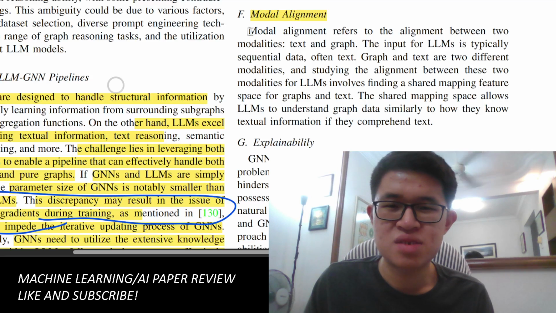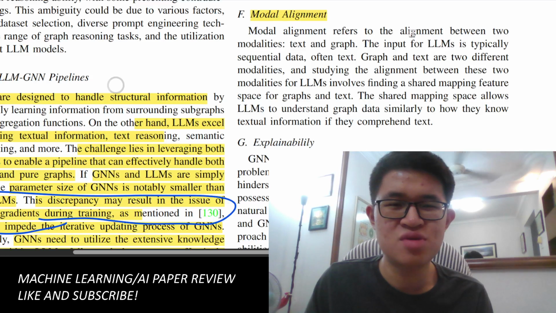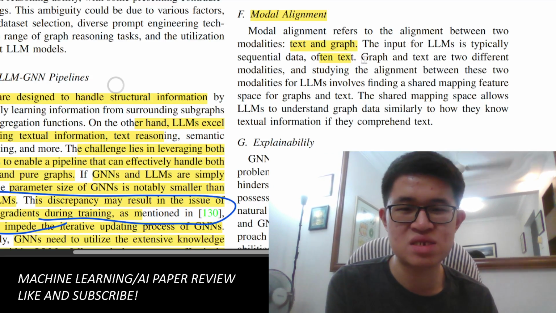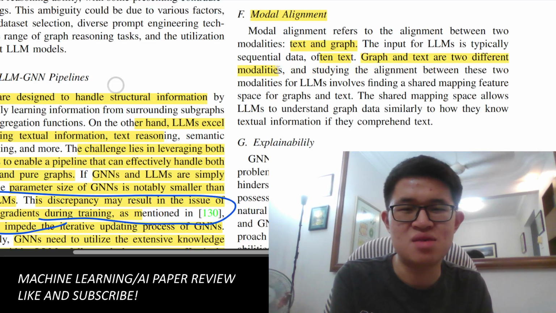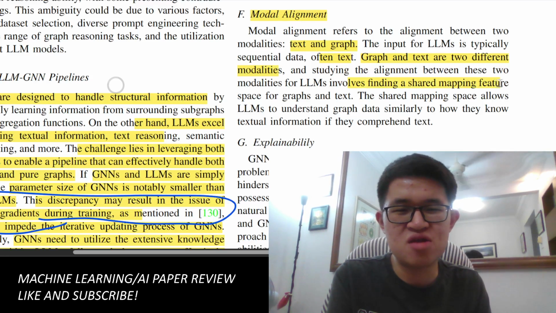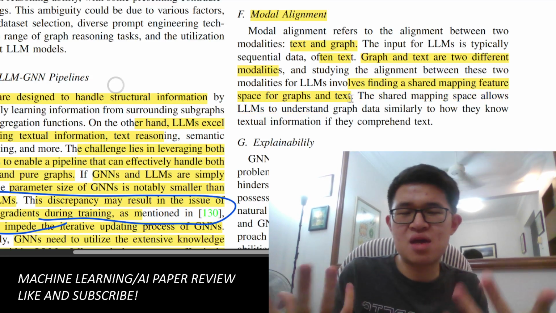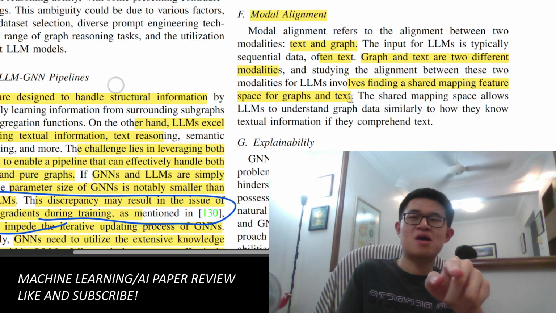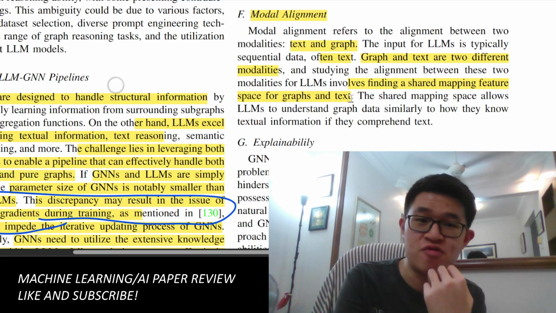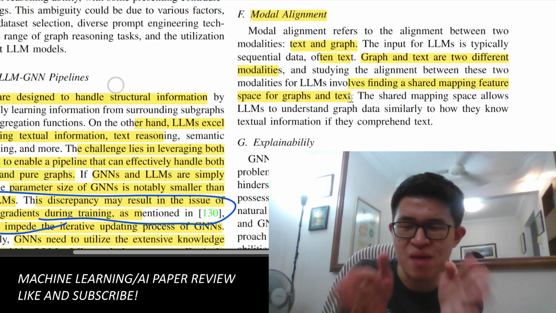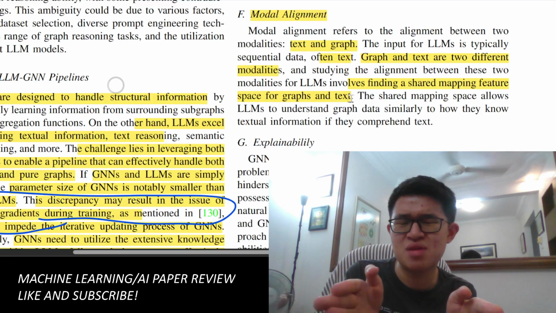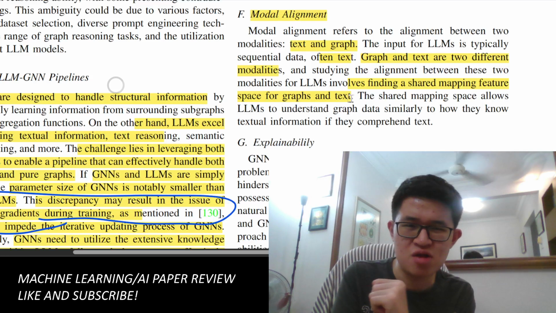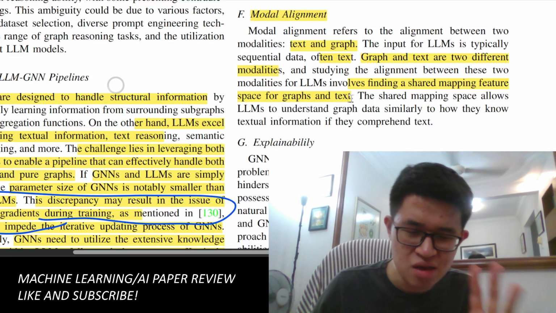Next, modality alignment. Modality alignment refers to the alignment of text modality and graph modality. The input for LLMs is often text, so they're saying these are two different modalities. How can you find a shared mapping feature for both graphs and text? In some sense, this question has been addressed already in a couple of previous videos I did for this channel, where they essentially create a linear mapping, if I'm not mistaken, that generates the same embedding dimensional vector, which you can then use for knowledge distillation.